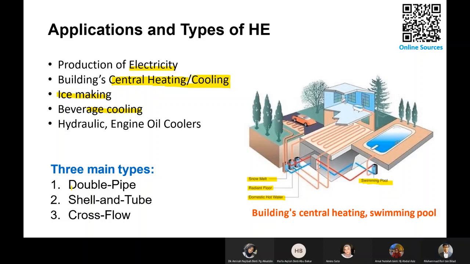Number two, the double pipe heat exchanger is probably the least used in industry because of, well, I think we discussed that one. Then shell and tube we use mostly in process industry. Cross flow is the one used mostly in refrigeration, in thermal comfort. Okay, and then I'll go one by one.